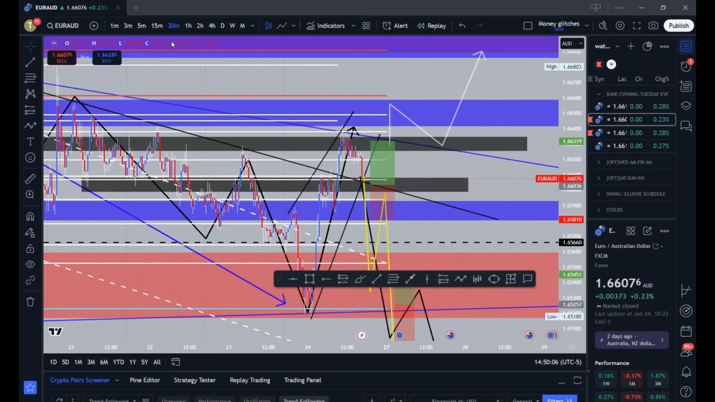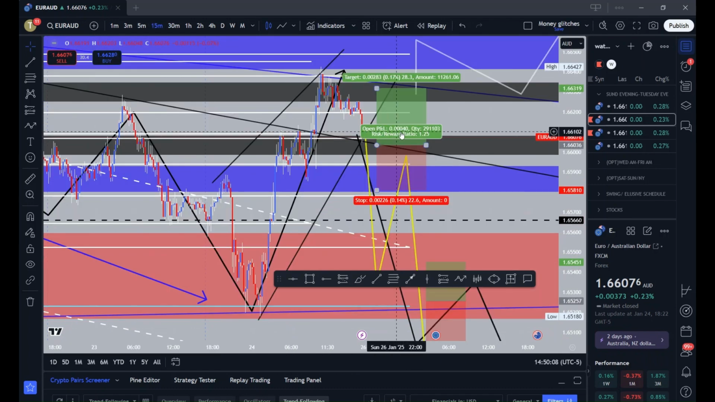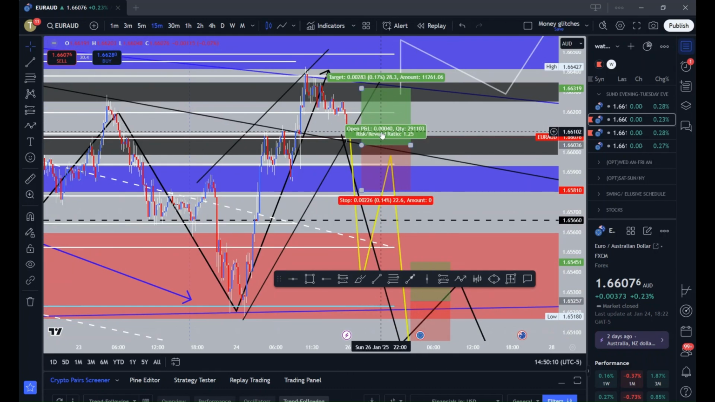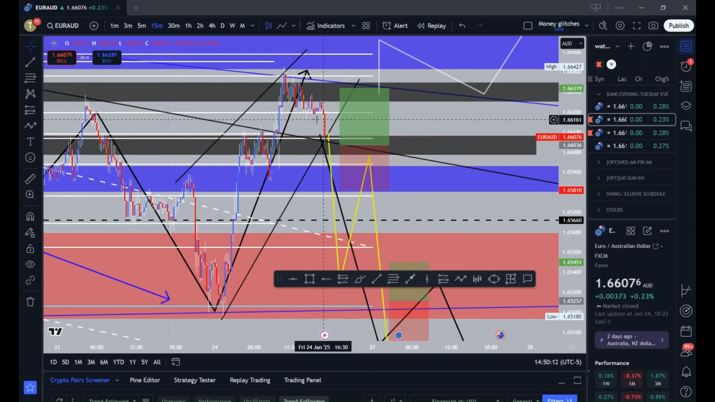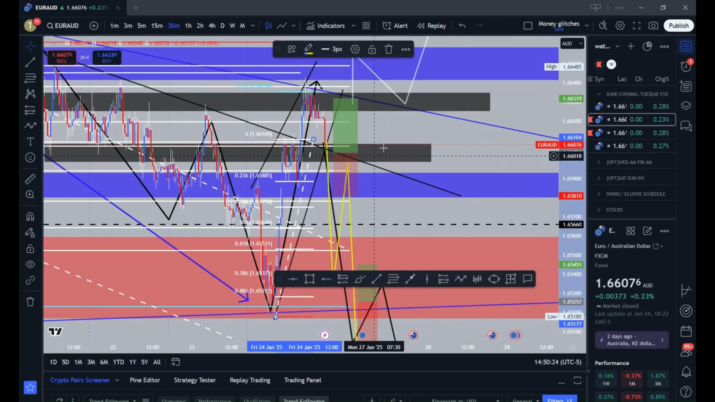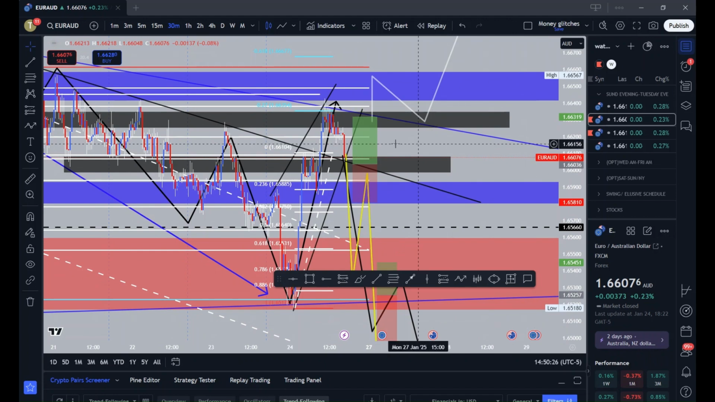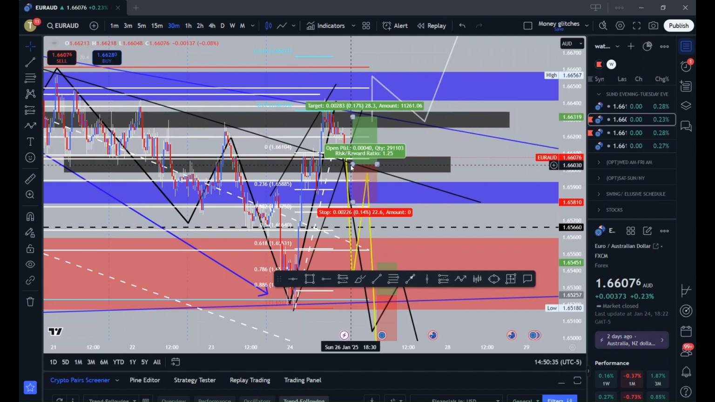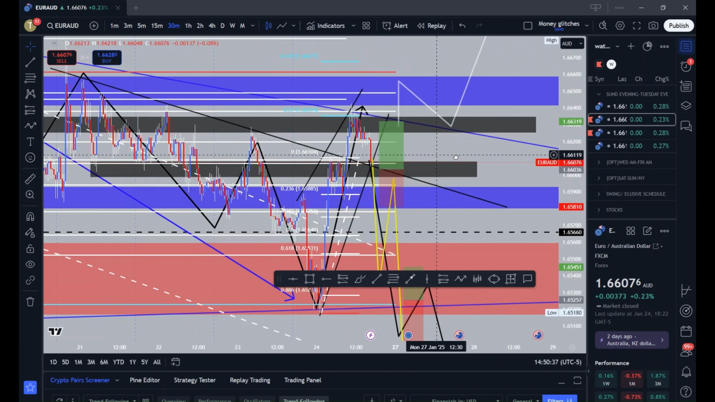Now, if it gives us a 15-minute candle to the upside, that's going to be a trade that I'm going to enter. Right here, it's doing a similar structure. It's bouncing off the 23.6, it hit the TP1, and now it's bouncing off of its 1 hour trend line for buys.